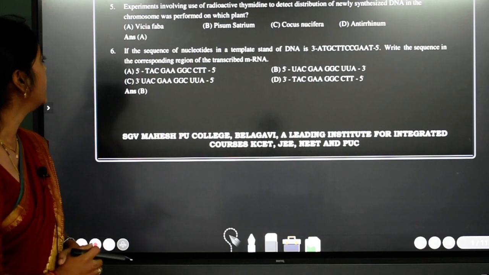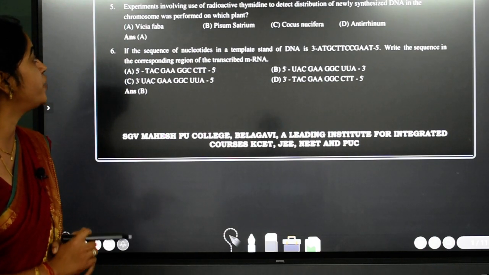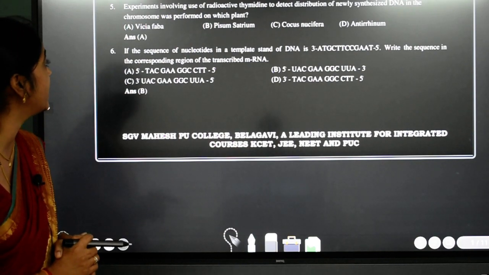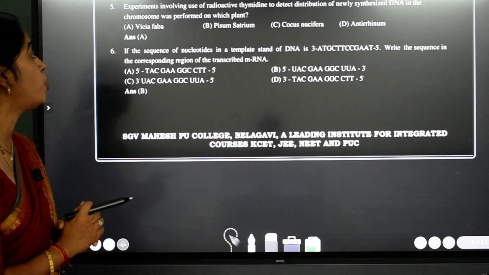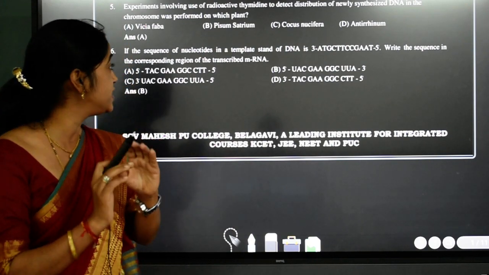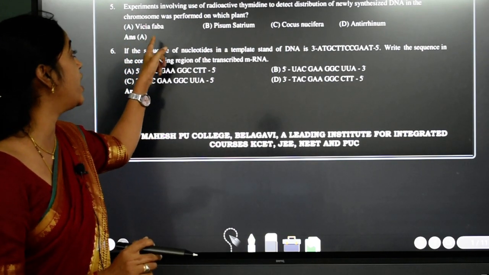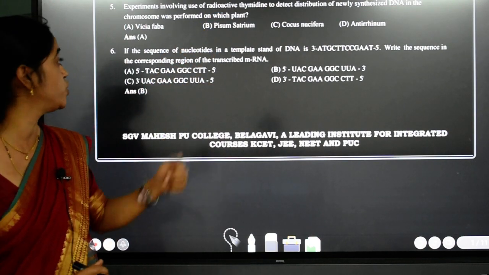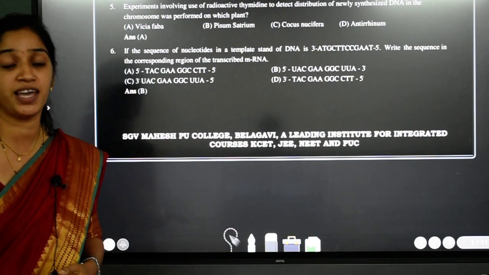Fifth question. An experiment involving use of radioactive thymidine to detect distribution of newly synthesized DNA in the chromosome was performed on which plant? See student, in the NCERT they have given the straight statement saying that Vicia faba is a plant which was used for this demonstration purpose. So the answer here is A.